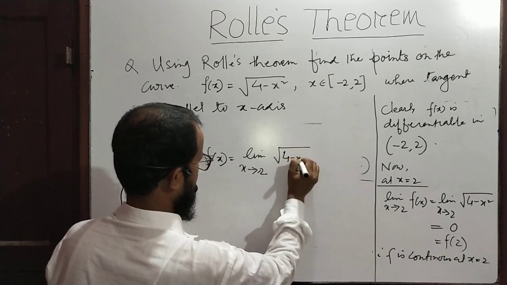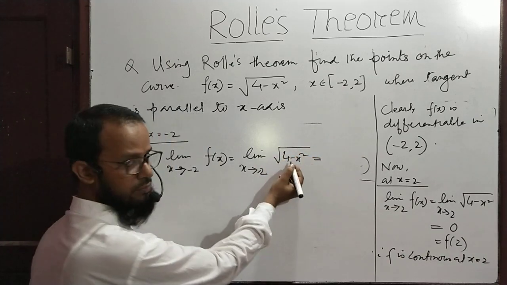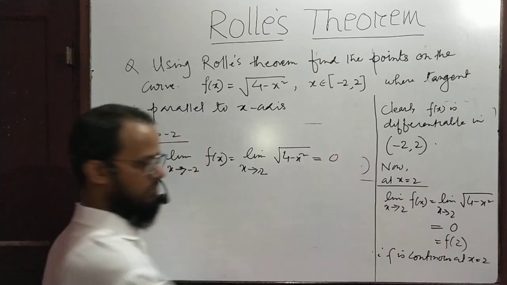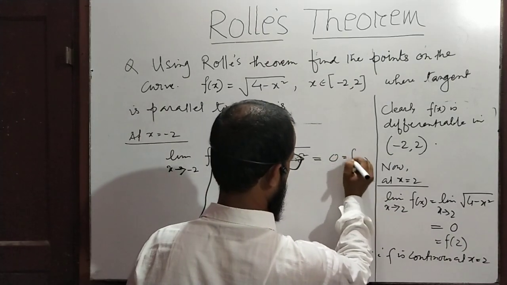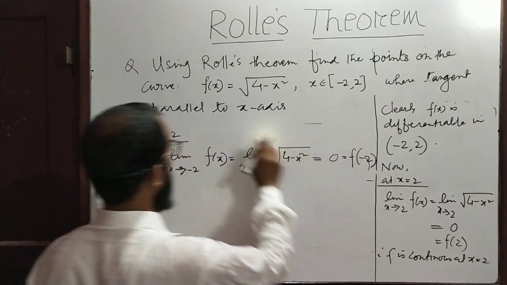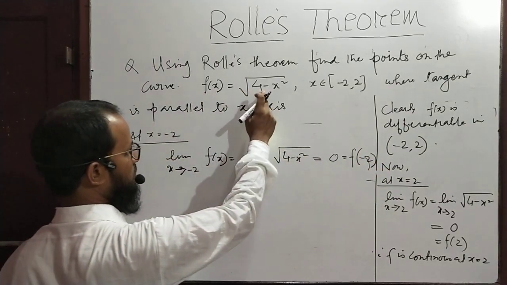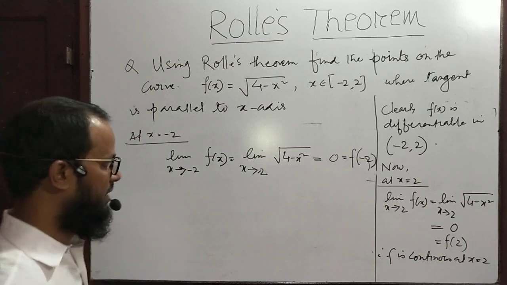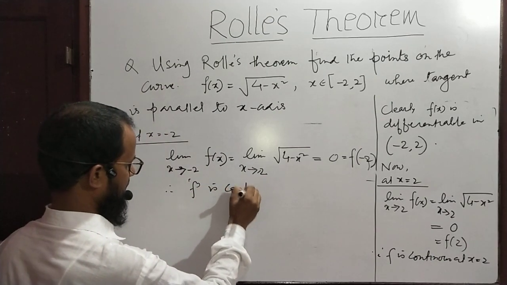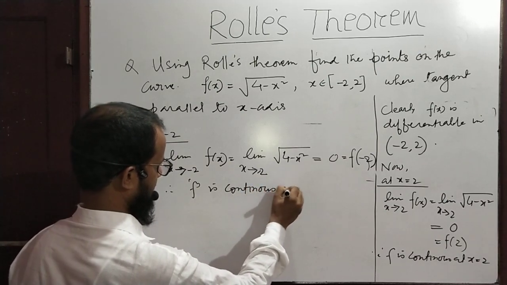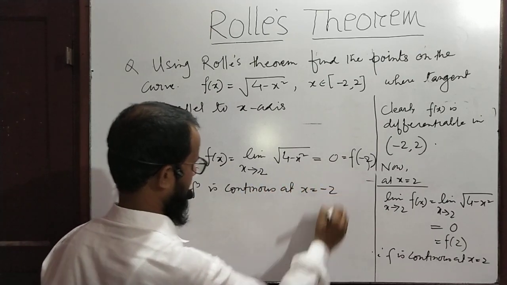4 minus x square, and again you put x equal to minus 2 here, you are getting 0, which is nothing but your f of minus 2. If you put x equal to minus 2 here, f of minus 2 equals 4 minus 4, which is 0. So again by the definition, f is continuous at x equals minus 2.